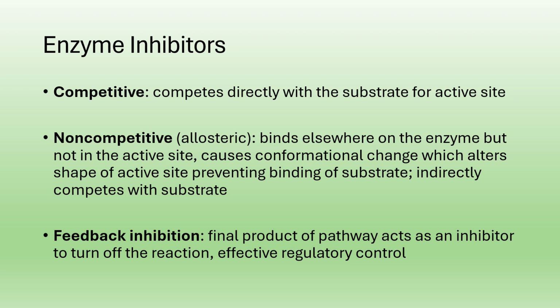Oftentimes with various metabolic reactions, we see what's known as feedback inhibition. This is actually a very smart way of regulating how the reactions occur. In feedback inhibition, often what happens is you have a series of chemical reactions. One thing you'll learn is nothing ever happens in one step. It's usually multiple steps. And whatever the final product is, that turns around. That's the product you want for whatever the reaction is.